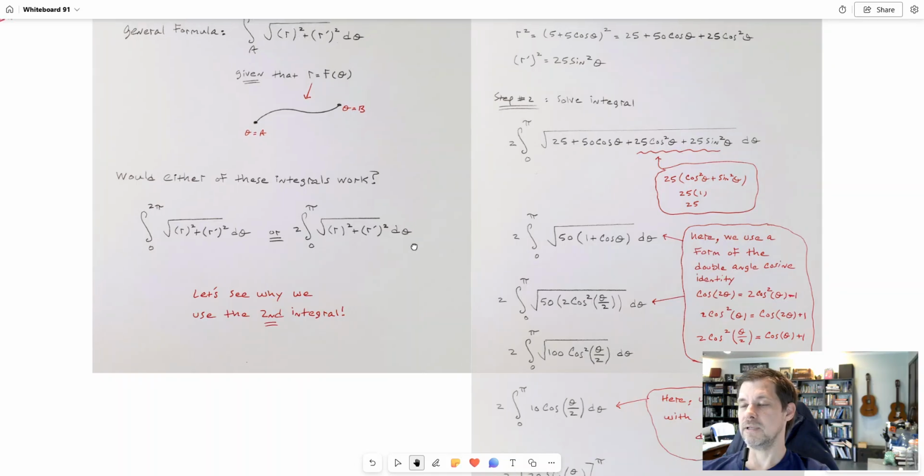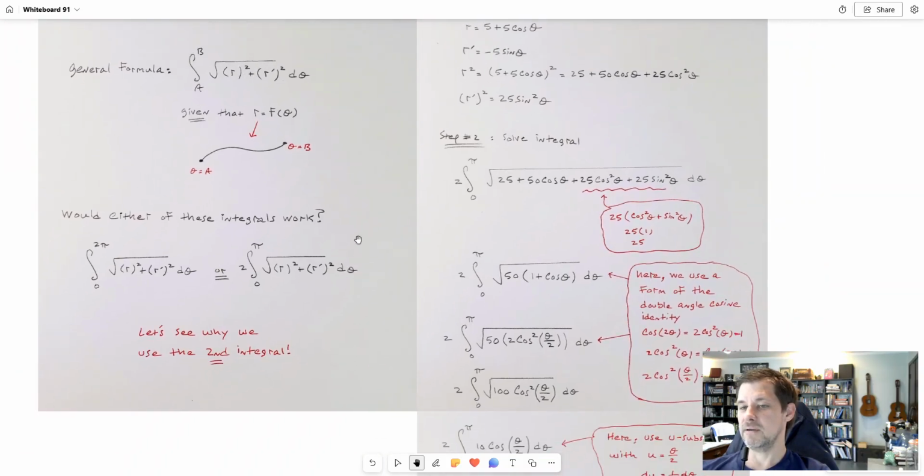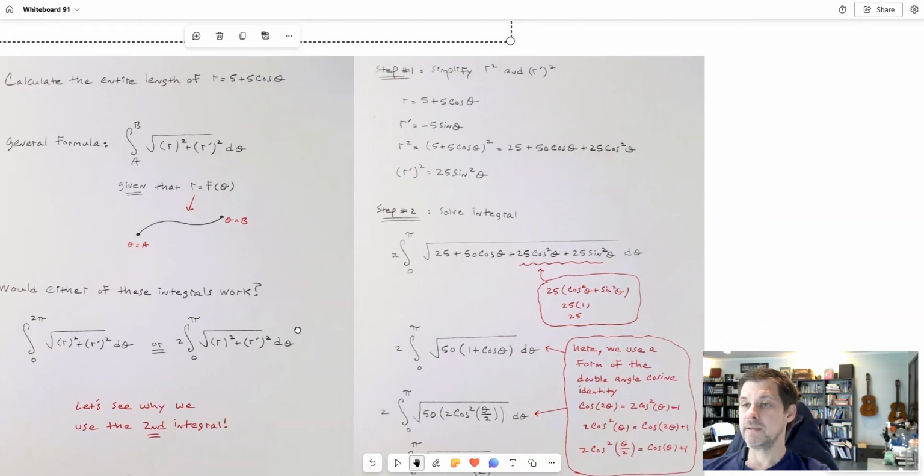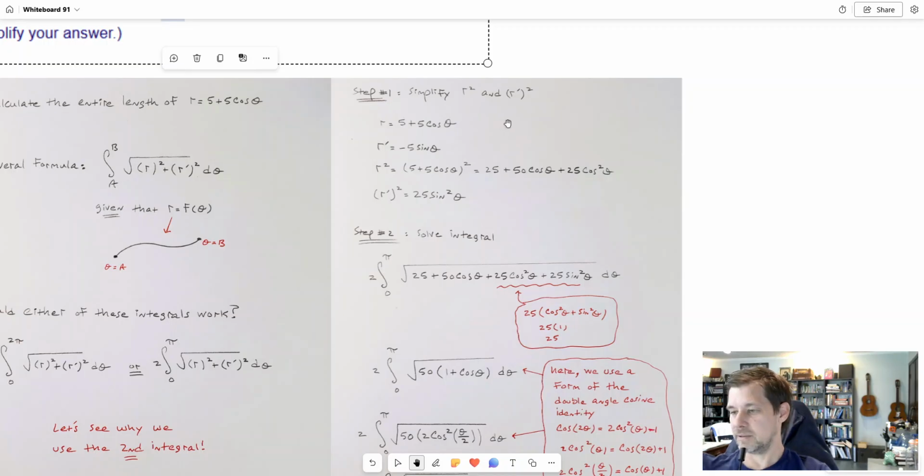All right, so let's do this. For this integral here, that second form, the one with symmetry, the one with the doubling, the one with the bounds from 0 to pi, let's start by just getting all the stuff that we need. Okay, we need to figure out what r squared is, and we need to figure out what r prime is, and then square that. So r is 5 plus 5 cosine theta. R prime is negative 5 sine theta. R squared is 5 plus 5 cosine theta all squared. And then r prime squared is 25 sine squared.